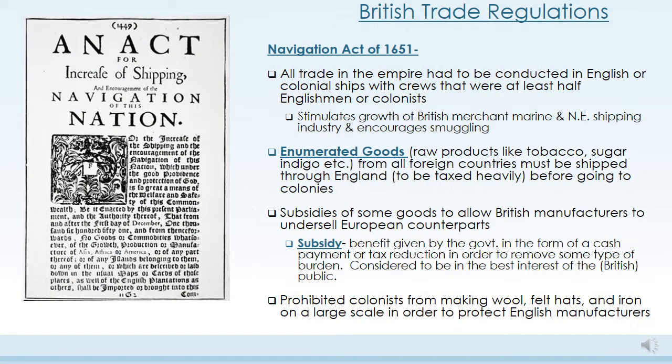The very first and probably one of the most important of the British trade regulations was the Navigation Act of 1651, and there are several important features of this act. First of all, it said that all trade in the empire had to be conducted in ships that were either British or owned by British colonists, and that the crews on these ships had to be at least half Englishmen or half colonists. And this succeeded really in stimulating the growth of the British merchant marine, and also in creating the shipping industry as really the leading industry in New England.